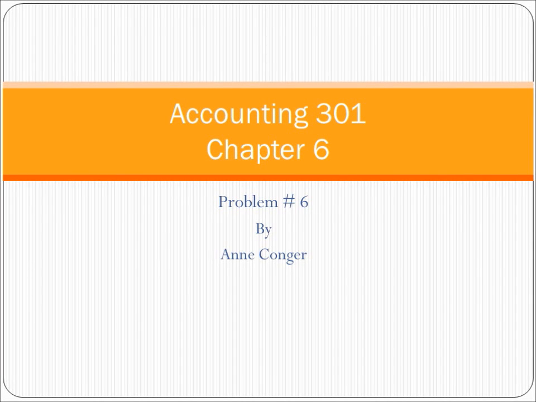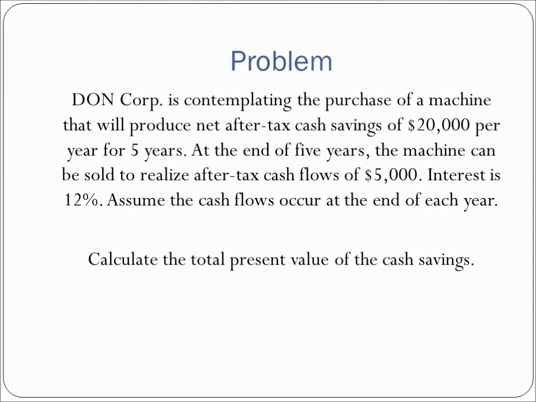This is Chapter 6, The Time Value of Money, Problem number 6. Don Corp is contemplating the purchase of a machine that will produce net after-tax cash savings of $20,000 per year for 5 years. At the end of 5 years, the machine can be sold to realize after-tax cash flows of $5,000. Interest is 12%. Assume the cash flows occur at the end of each year. Calculate the total present value of the cash savings.